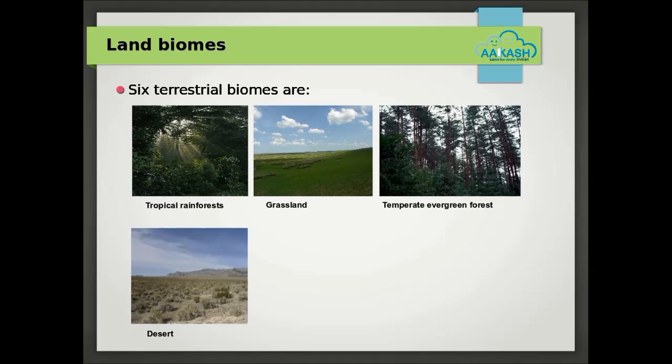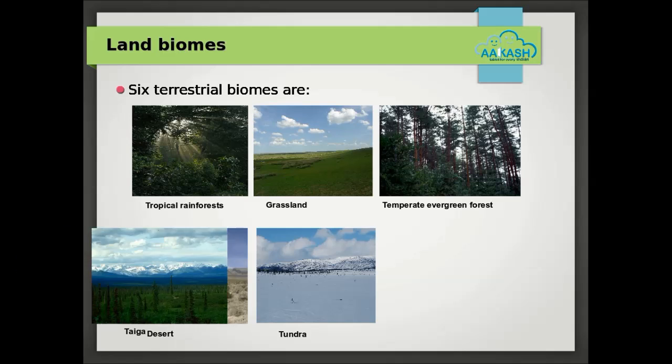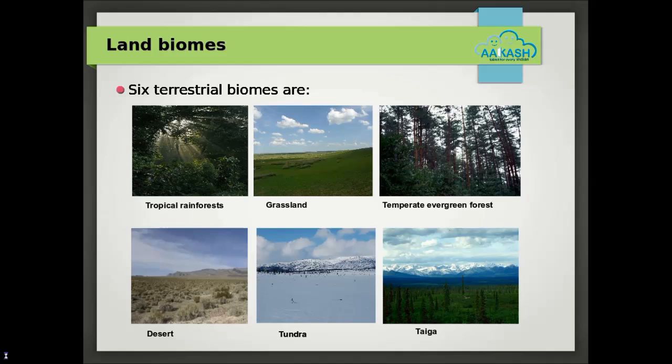Desert biome. The region receives annual rainfall of less than 25 cm. Cactus, babool and other thorny plants are found here. Tundra biome. Due to cold weather, the region is occupied by few vegetation. Taiga. This is a region of moist climate having coniferous forests like spruce and fir. This biome has short wet summers and long cold winters with moderate rainfall.